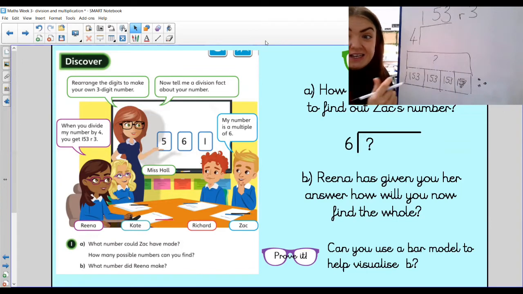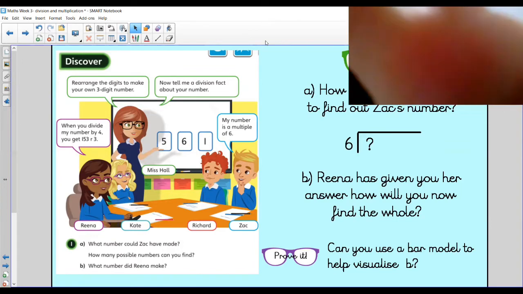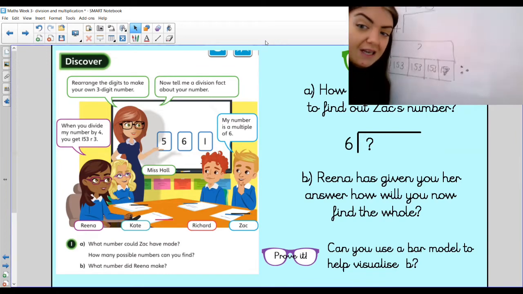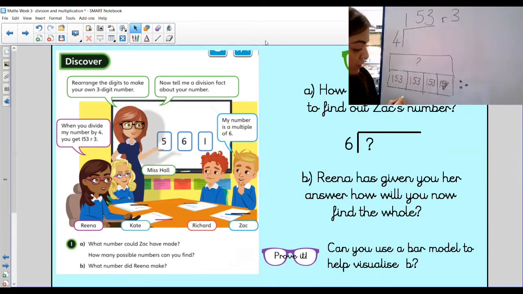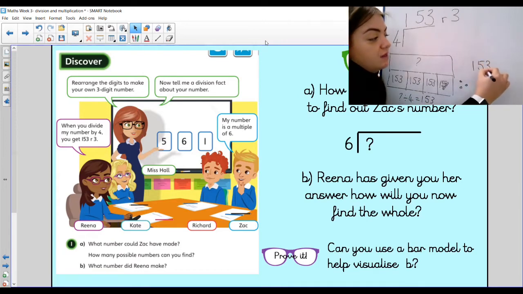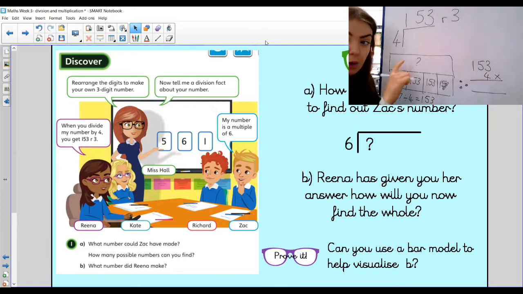So what I initially did, but I've just thought of another way of using this one, so you may have actually used that one. What I initially did was my inverse. So something divided by 4 is 153. So if I then use my inverse and do 153 times by 4, that should help me to get my whole, because I know what this add this will equal to this. So 3 times by 4 is 12. 5 times by 4 is 20 plus the 1, which is 21. And 1 times by 4 is 4 plus 2 more, that's 612.